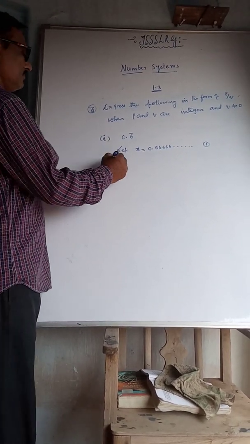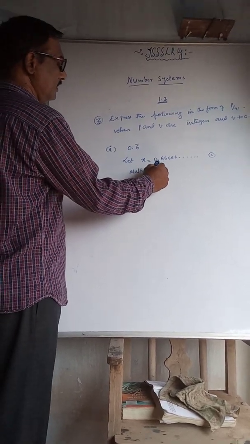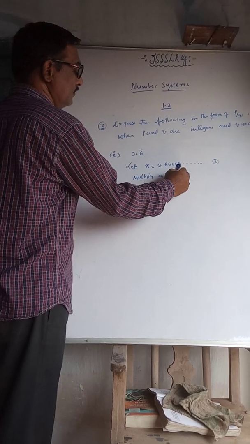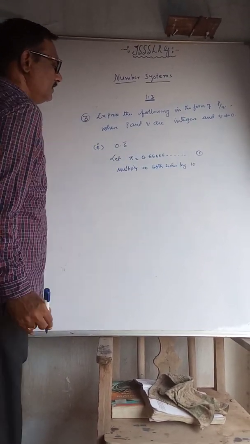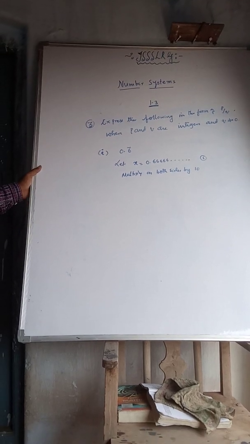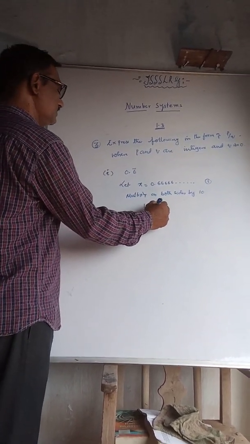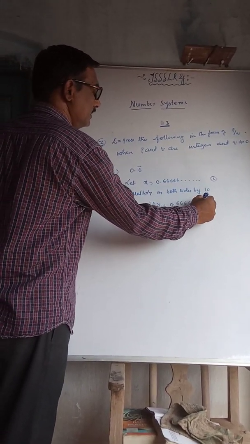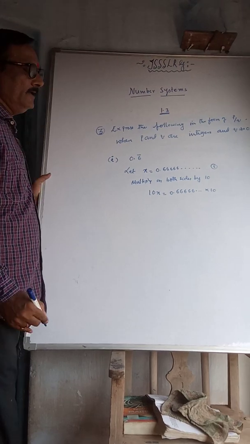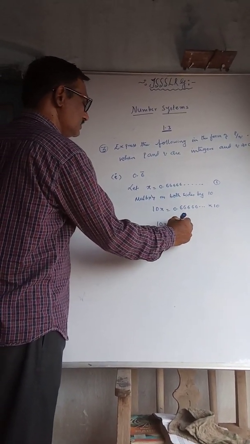Okay, now we multiply on both sides by 10. Multiply on both sides by 10. It becomes 10x is equal to 0.6666 into 10, we will multiply. It becomes 10x is equal to 6.